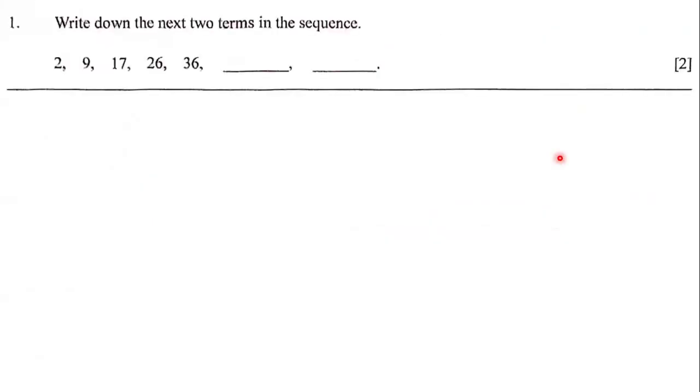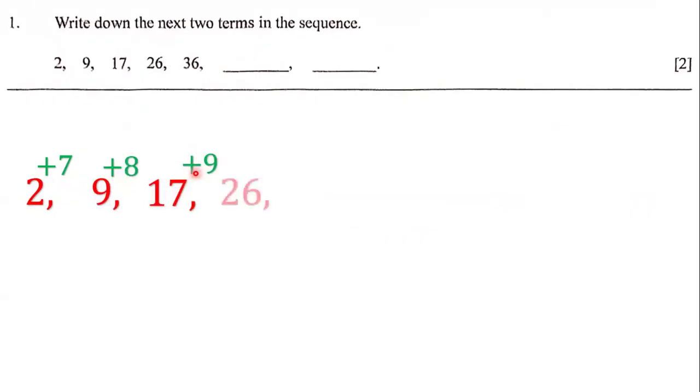So let's begin. Notice that the first question says, write down the next two terms in the sequence. And so we have 2, 9, 17, 26, and 36. And we have to figure out what is this number and what is this number. And here, notice that if we add 7 to 2, we get 9. And if we add 8 to 9, so 9 plus 8 gives us 17. 17 plus 9 is 26. And 26 plus 10 is 36. And 36 plus 11 gives us 47.